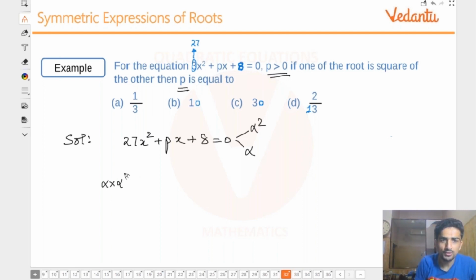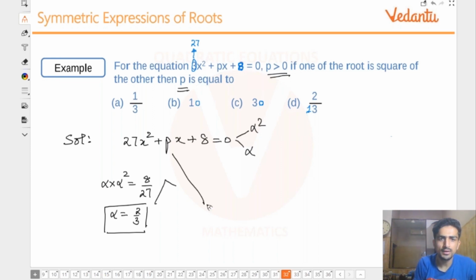First of all, I'll use the product of roots, c by a. So alpha is 2 by 3. Clearly alpha satisfies the equation. So 27 into 4 by 9 plus 2p by 3 plus 8 equals 0.